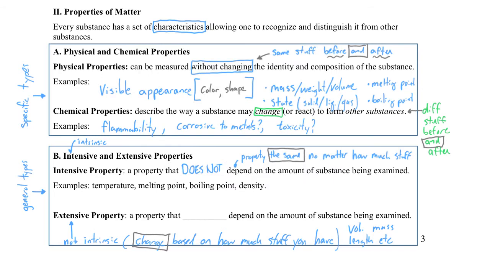Mass is the same way. Mass changes depending on how much stuff we have. Distance, that's another one. Length, height, width, that kind of thing. Those all depend on how much stuff we have, and therefore they're extensive properties. Now, sometimes these properties can help us identify whether or not we have a particular substance. Let's go into the next page and take a look at an example of that.